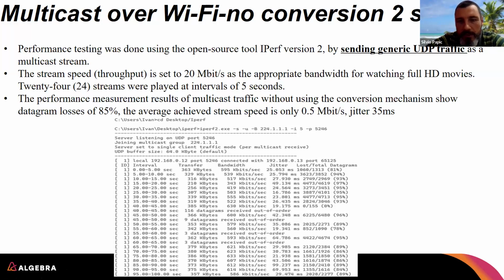So without multicast to unicast conversion, the loss averaged 85%. You can see on this screenshot, the rightmost part is the percentage of lost datagrams, so it's practically almost unusable, and the speed was only 0.5 megabit per second, and jitter was also considerable. So this is without conversion.